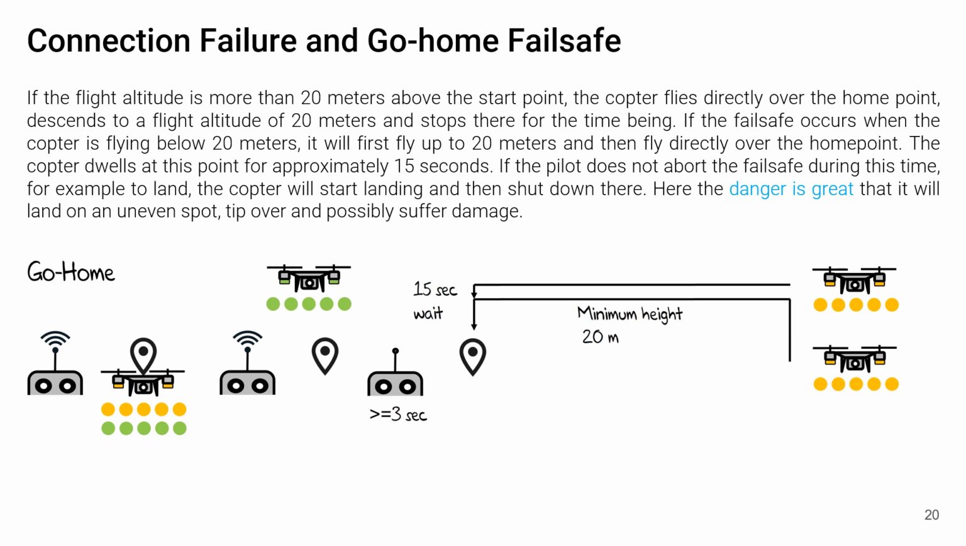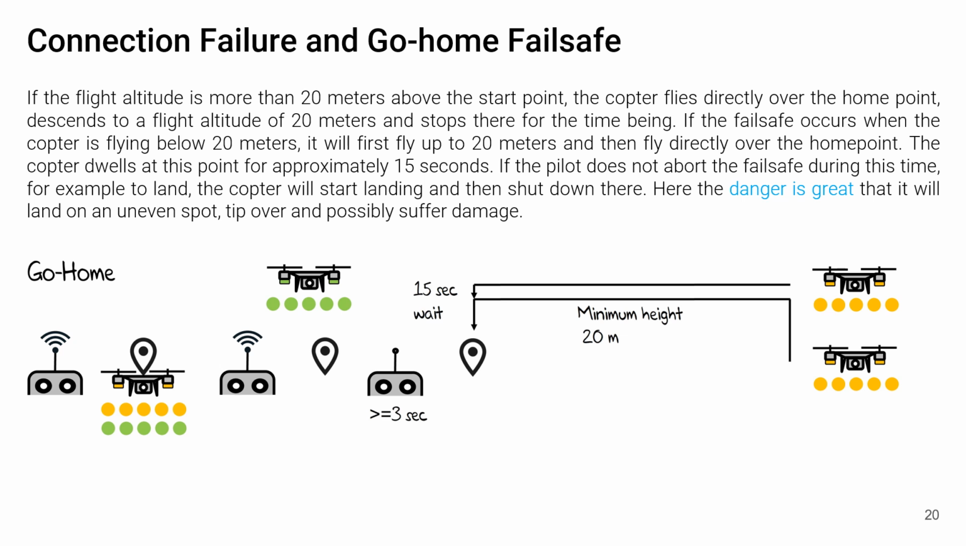If there is a loss of connection between the remote control and the multicopter during flight, but the multicopter is still ready to fly and continues to receive a GPS signal, the copter will change to the color yellow and remain in place in the air, signaling a warning. If the connection loss persists for more than 3 seconds, it will change to go-home mode and initiate the flight home.